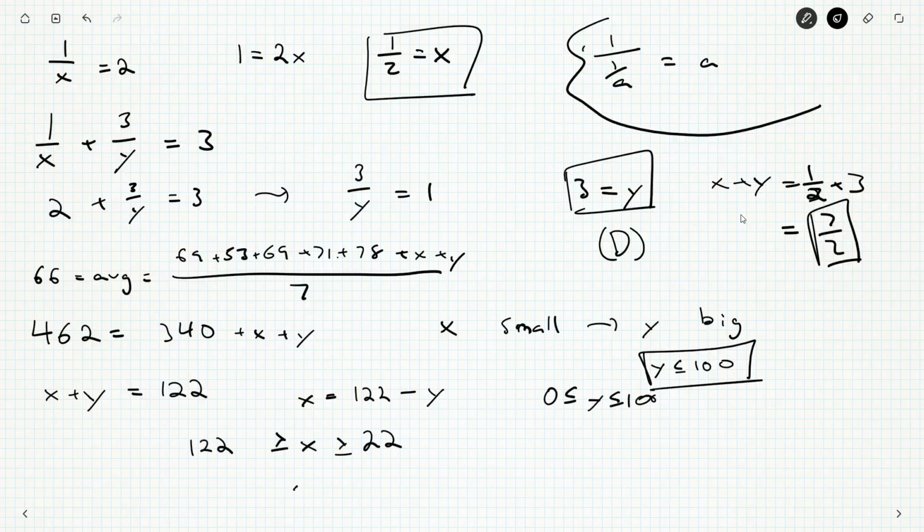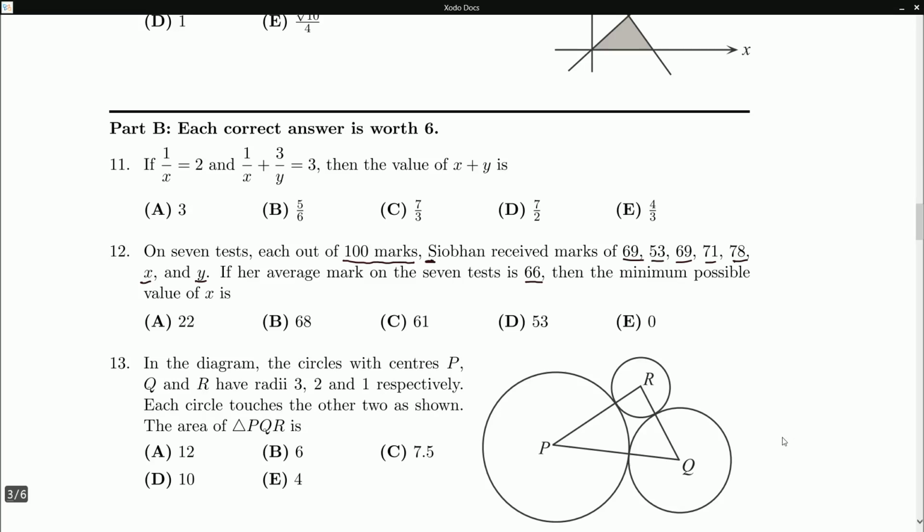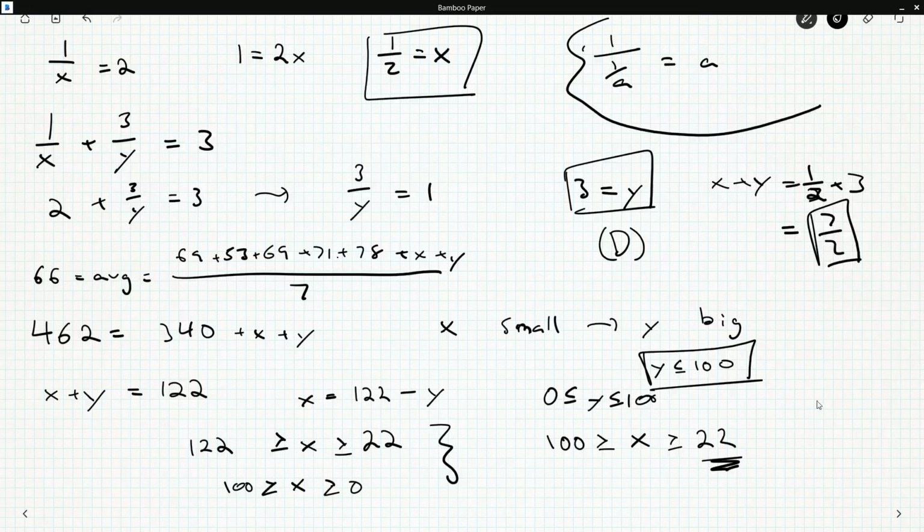But X is also, because it's a test, between 0 and 100. So we sort of combine these two together and say, well, at most, X can be 100. But at least X is 22, and so that's the smallest value we go for. 22 is the first one. It's A.